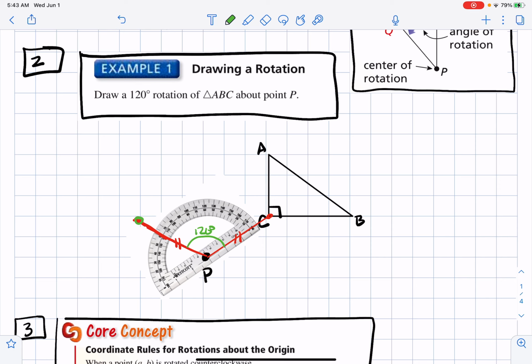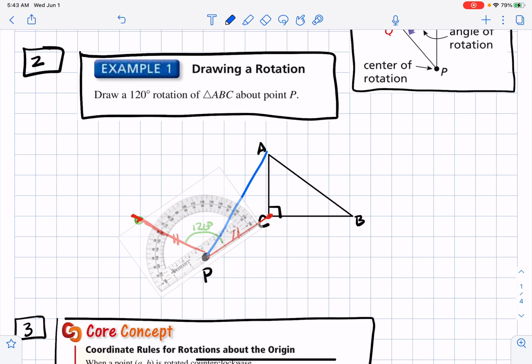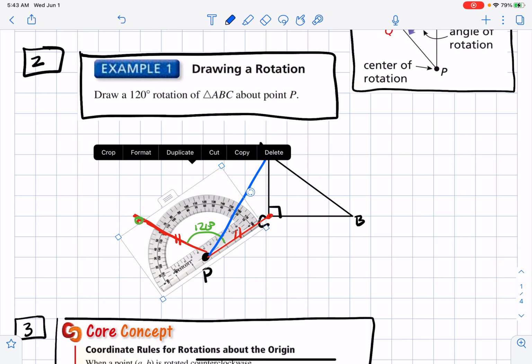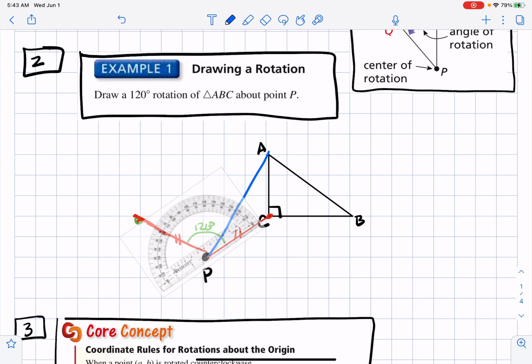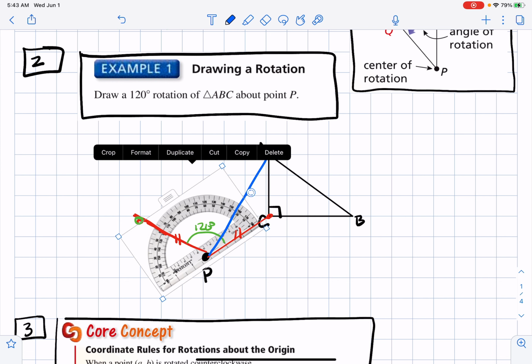I would do the exact same thing for A now. So I would draw a segment from A to P, like that. I would take my protractor again, kind of line it up in the right spot. In this case, I'd have to maybe rotate this a little bit, so I didn't do a very good job, but you can see what I would do. Anyways, the ending result would look like this image.